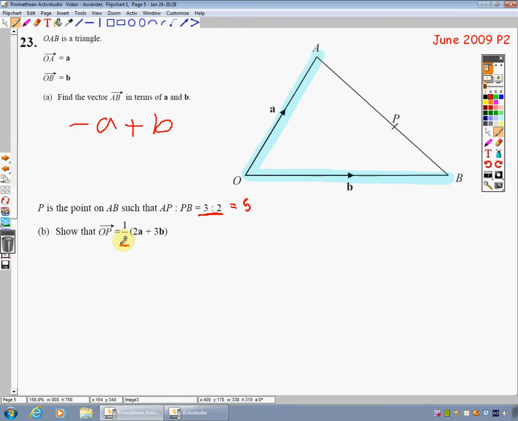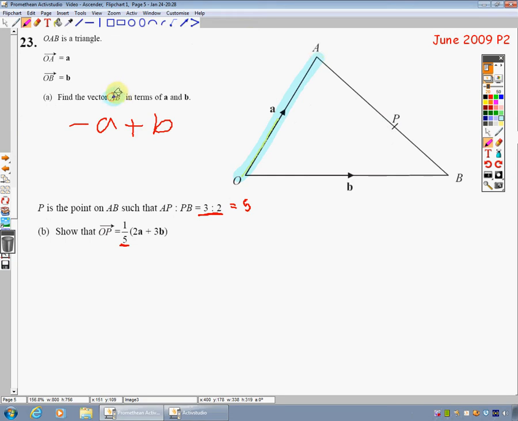Well, first of all, we just need to find out what OP is. So let me delete my old working. This is going to be very similar to that last question here. I can get from my O to my A, but I can't quite get from my A to the P. There's no vector written down for me to get from A to P, but there is a vector for me to get from A to B, and that's what we worked out originally at the start. I can get from A to B, but I don't want to go all the way.